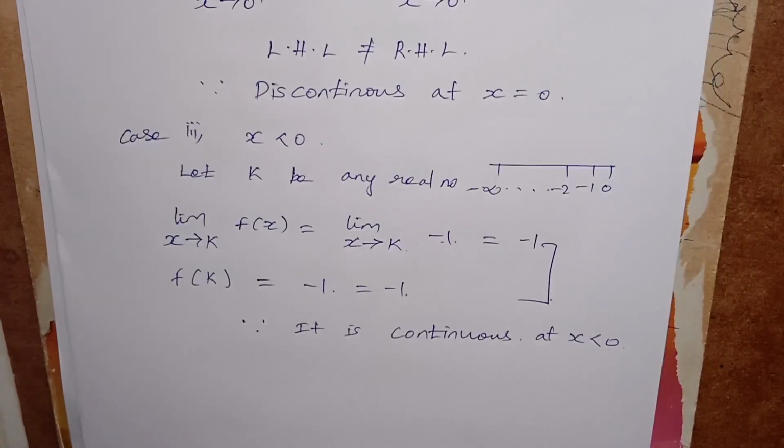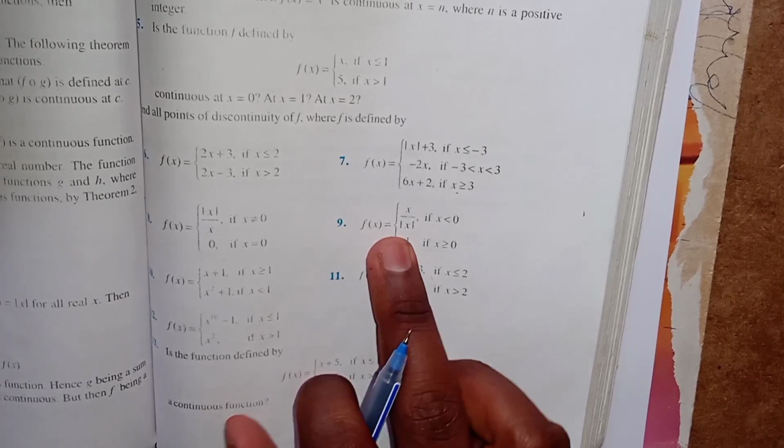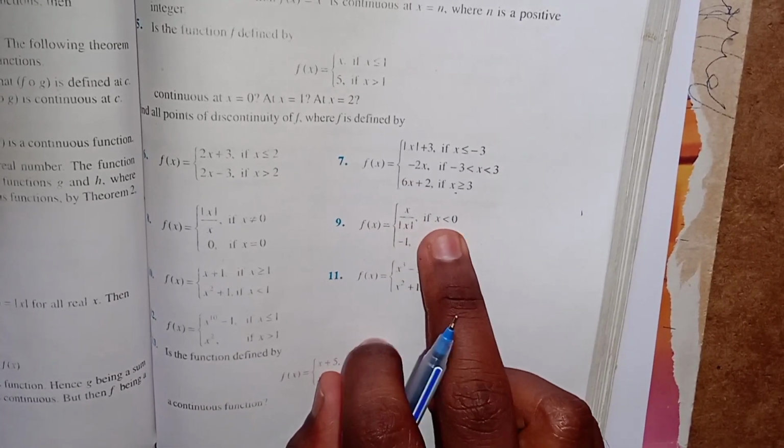Next, question number 9. f of x is equal to x divided by modulus of x if x is less than 0.